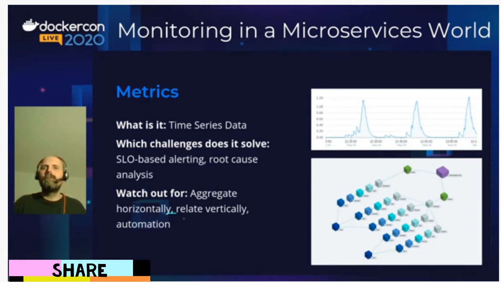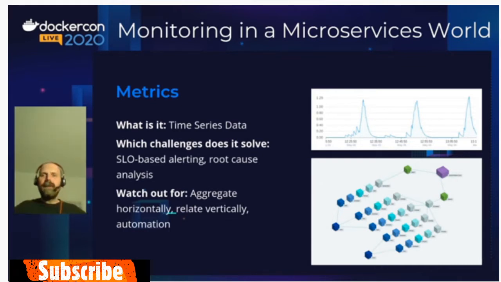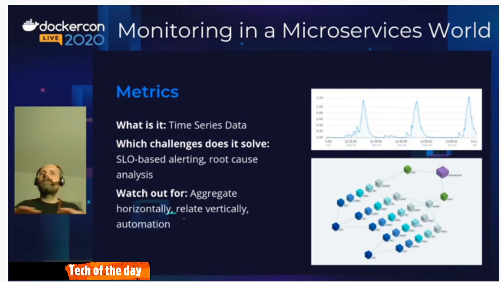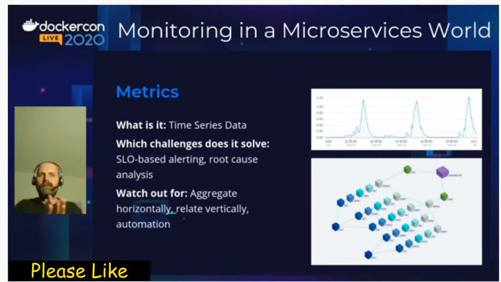dynamically scales out, you know, if load is high, it starts more instances of your particular service, then if you want to know the overall latency of your endpoint, the monitoring system needs to aggregate the latencies of the individual instances providing this endpoint, right? And this horizontal aggregation changes over time as services scale out or scale back again.